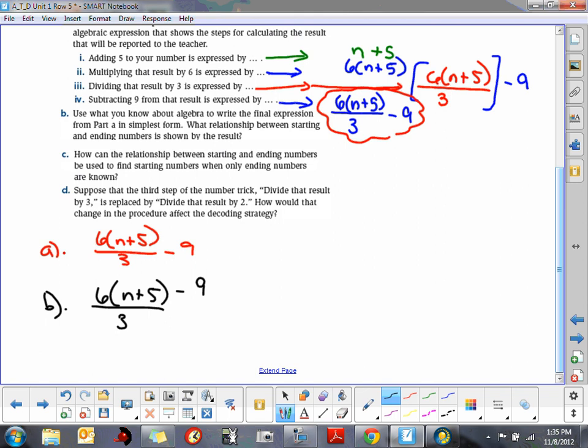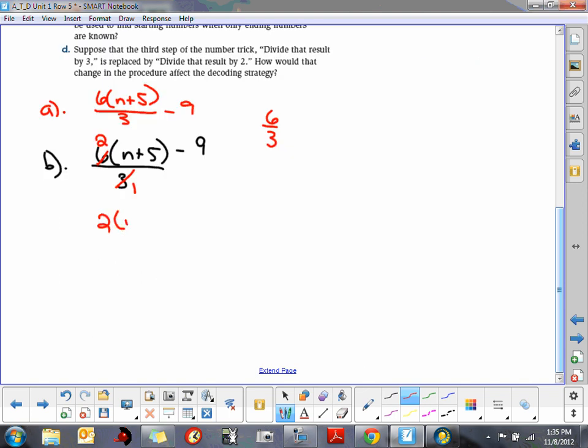The 6 and the 3, right? We're going to be dealing a lot with fractions. When you have a 6 over a 3, what can you rewrite that as? 2 over 1. So the 3 goes into 3 once, the 6 becomes a 2 because 3 goes into it evenly. Now I'm going to rewrite that down below. It's 2 times n plus 5, minus 9.